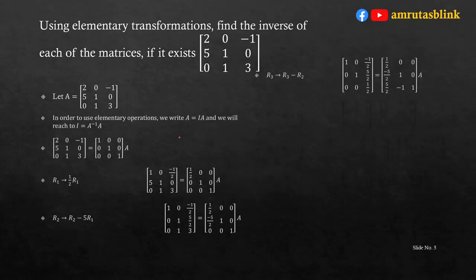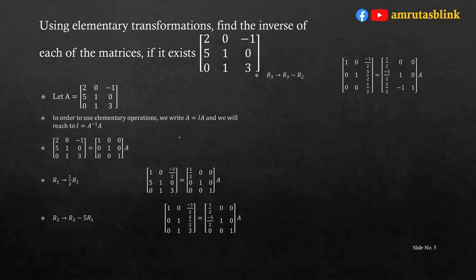Now in row R3, the second column element is equal to 1, which should be equal to 0. So simply if we subtract R2 from R3, we should get 0 in place of 1. So R3 will become R3 minus R2, that is 1, 0, minus 1 by 2, 0, 1, 5 by 2. Now 0 minus 0 is equal to 0, 1 minus 1 is equal to 0 and 3 minus 5 by 2 is equal to 1 by 2.